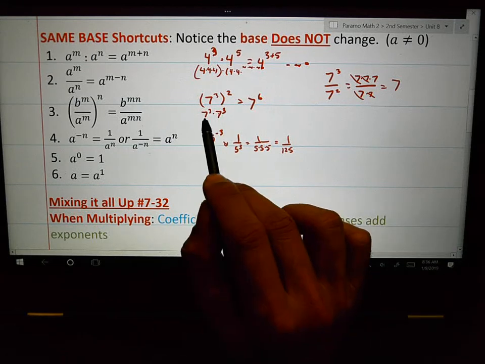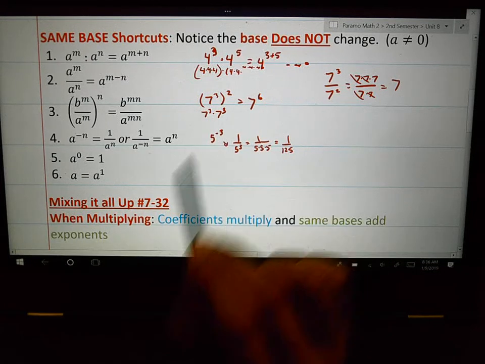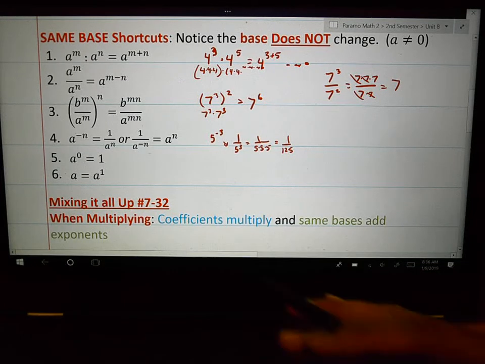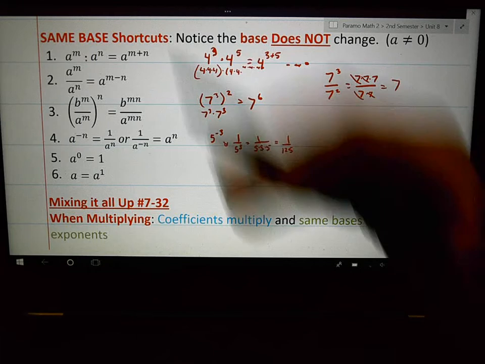This means you have 7 times 7 times 7, and this means you have 7 times 7 times 7, and now it means you have 6 of those. They all represent how many factors of multiplication there are. So all these rules represent that.